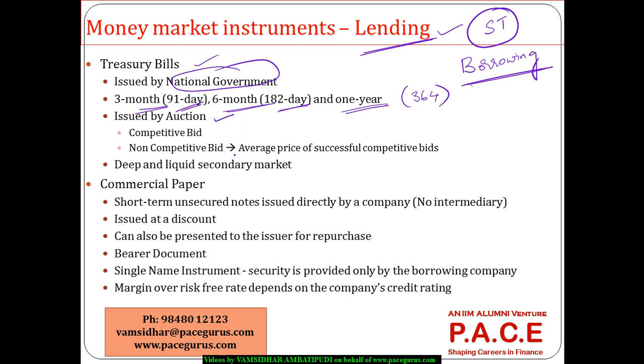The typical way this is issued is by auction, where the bids are called for and the competitive bid will be selected, and the offer would be made corresponding to the competitive bid. Whereas there could be non-competitive bids also. When we are talking of non-competitive bids, they don't quote the price, but they take the price whichever is arrived through the competitive bidding process.